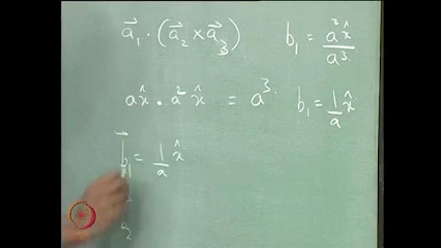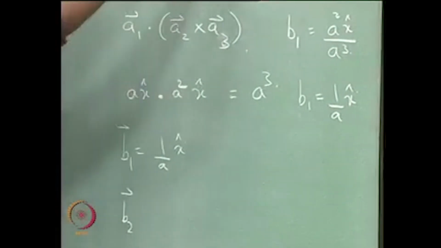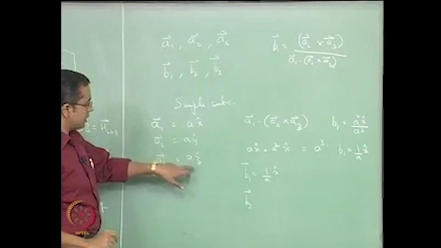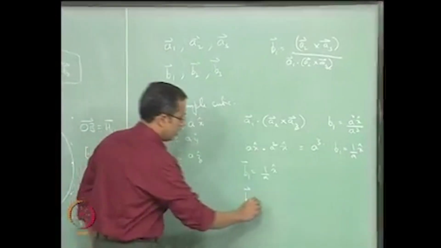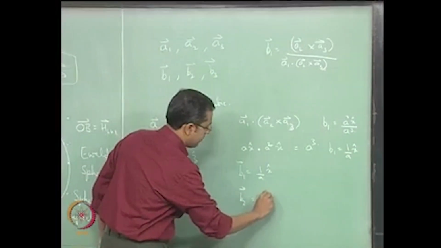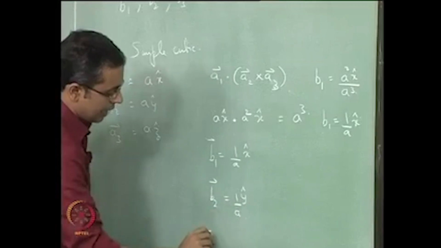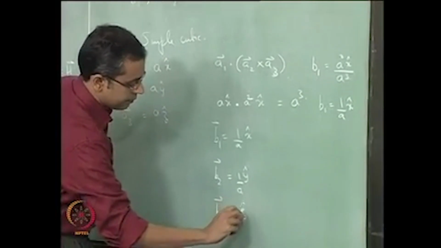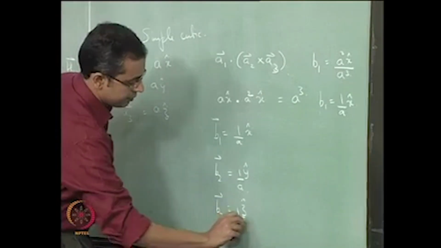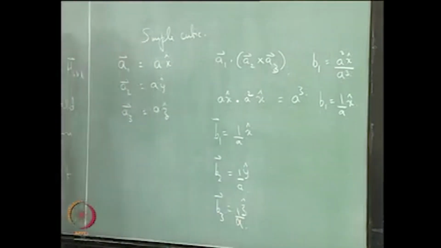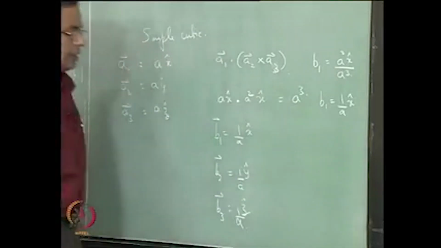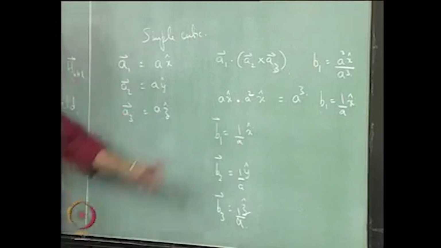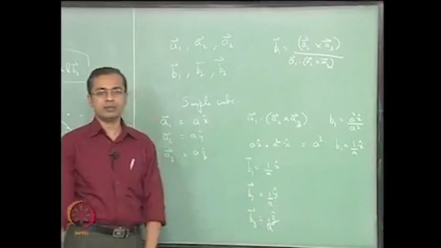Then similarly B2: if you did the same analysis you will have A3 cross A1, and z cross x is y, so it becomes y cap 1 by A, and B3 will become z cap 1 by A. So what do we have here? The directions are still x, y and z, the unit vectors are still in the x, y and z directions, and the magnitudes have become 1 by A, 1 by A, 1 by A.